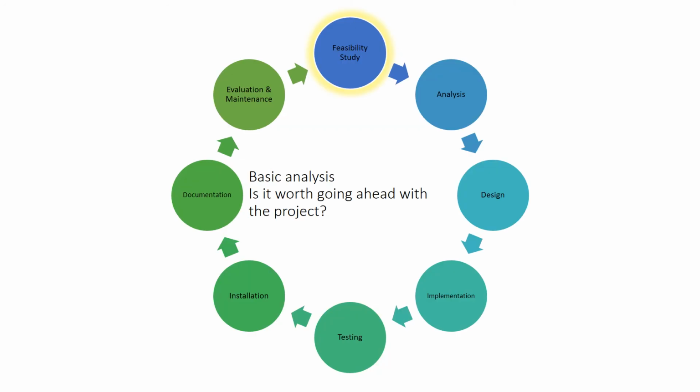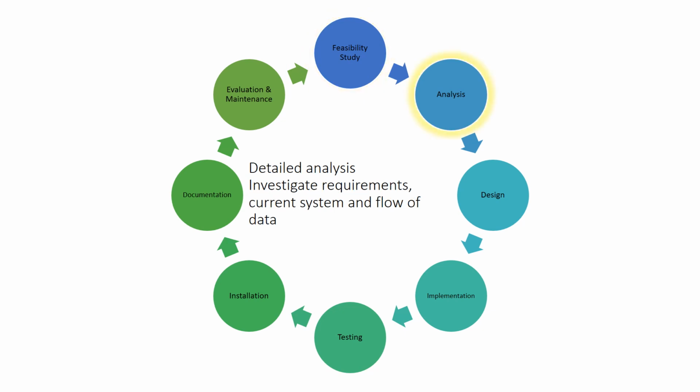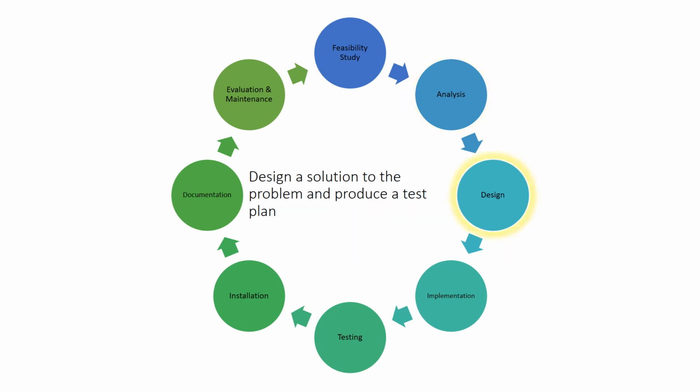So, in recap, our feasibility study is a basic analysis. Is it worth actually completing the project? Our analysis is a detailed analysis, checking the requirements of the system and the flow of data. Our design section looks at creating designs for the solution. We might redesign different sections, and there are different types of designs that we might use. Implementation is basically creating the system.